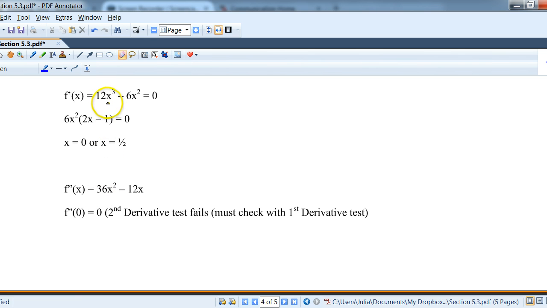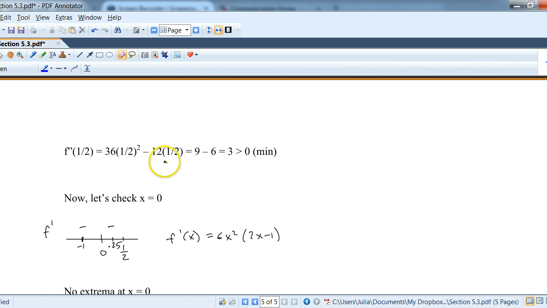Now we need to find the second derivative. Going back to the first derivative, we'll get 36x squared minus 12x. Plug in 0. Note we get 0, so the second derivative test fails. We have to check with some other method. So yes, it can happen. Maybe you wouldn't have an extreme point at that point.